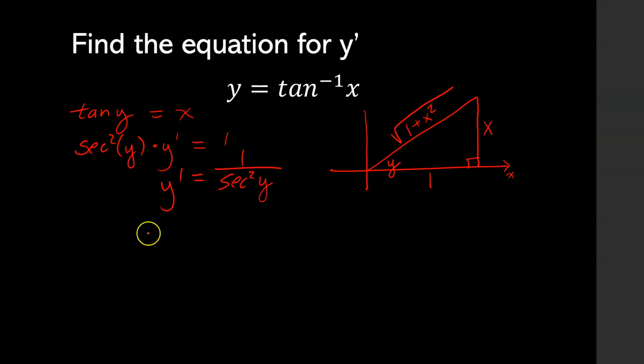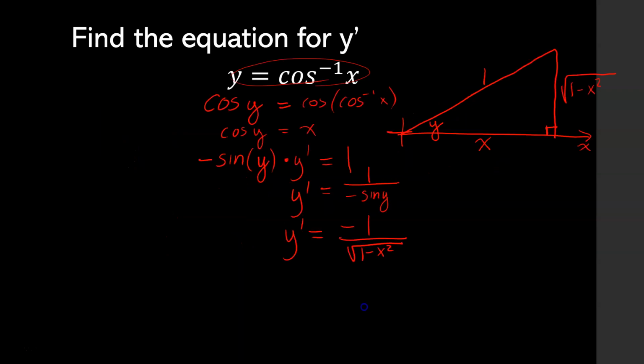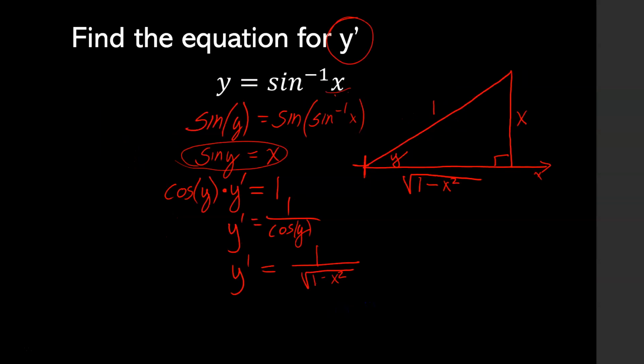So y prime, we know the numerator will be 1. Let's see, secant of y is going to be the hypotenuse over the adjacent side, so we can ignore the 1, and we're squaring secant, so we just get 1 over 1 plus x squared as the derivative of inverse tangent. Do you see why I said you're going to have to know this process?